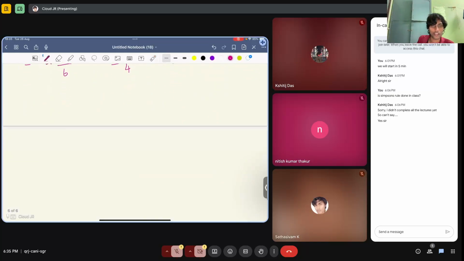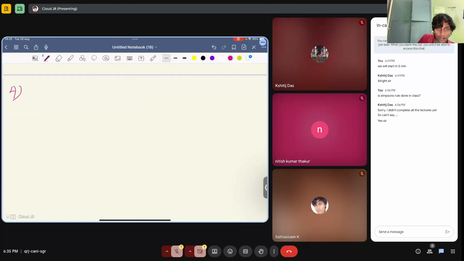Okay, let's do another problem here. So this one may be a little bit harder. Not very hard. It is also easy only. 2x plus, sorry, minus 7. Let's say minus 7 by x. So how do you solve this?